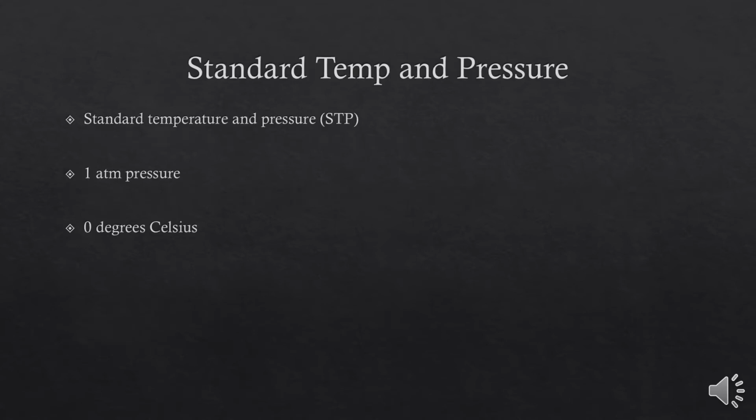Standard temp and pressure. Because pressure and temperature affect volume, they affect everything about a gas, for a lot of experiments we keep pressure and temperature standard. Standard temperature and pressure is 1 atmospheric pressure and 0 degrees Celsius. Anything different and you move away from standard temperature and pressure.